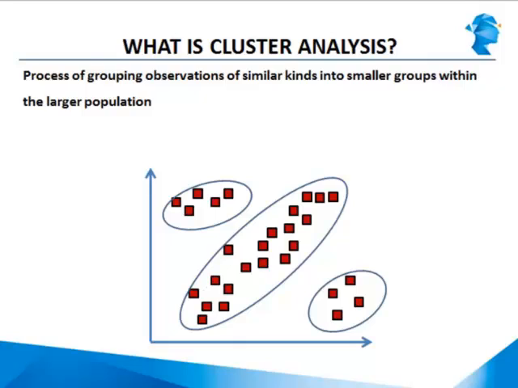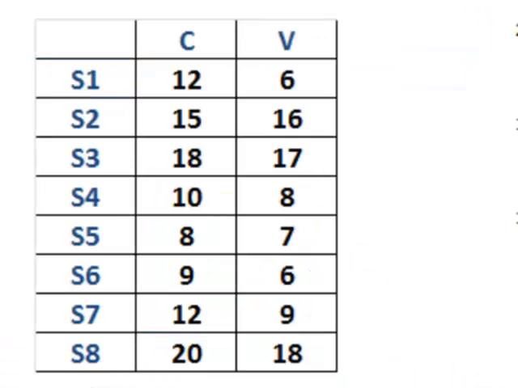Clustering allows you to break a population into smaller groups where each observation within every group is more similar to each other than it is to an observation in another group. So the idea is to group together similar kinds of observations into smaller groups and thus break down the large, heterogeneous population that you're seeing into smaller, more homogeneous groups. So let's take an example to understand how clustering works exactly.